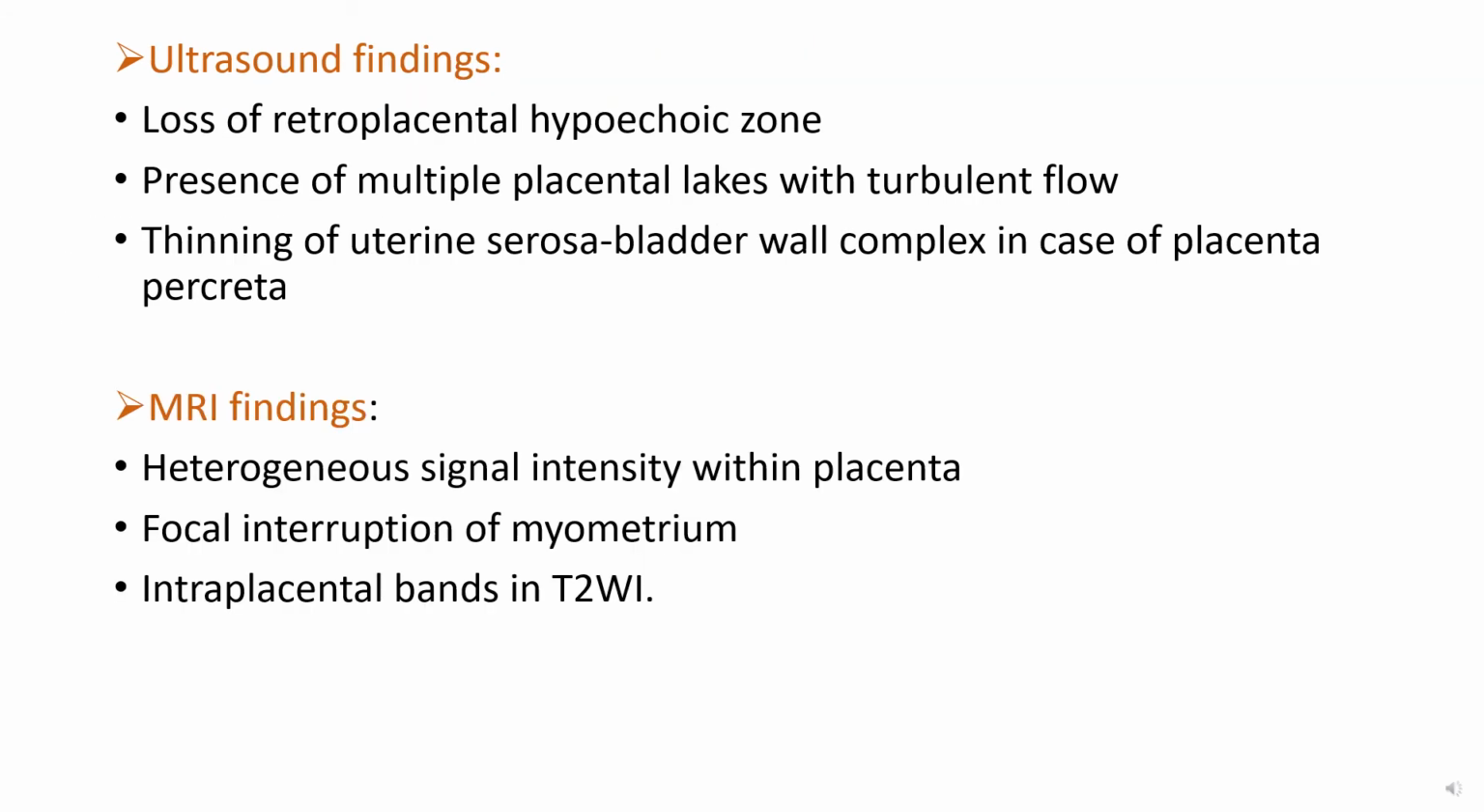Ultrasound findings: loss of retroplacental hypoechoic zone, presence of multiple placental lakes with turbulent flow, thinning of uterine serosa bladder wall complex in case of placenta percreta. MRI findings: heterogeneous signal intensity within placenta, focal interruption of myometrium, intraplacental bands in T2 weighted images.